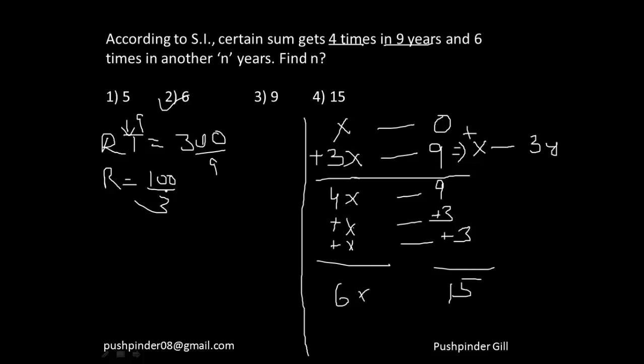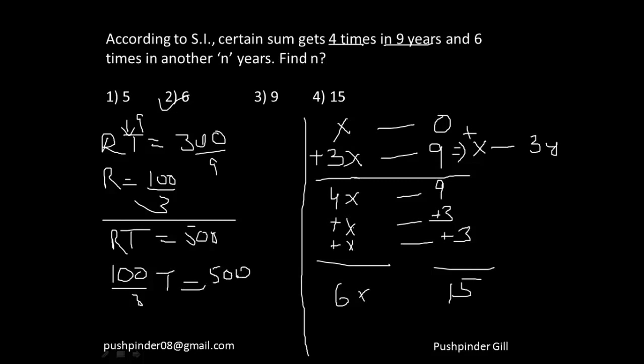And he's asking it will become 6 times. So once it becomes 6 times, then R into T is equal to 500, because the money is becoming 6 times, and I know R is 100 by 3, into T is equal to 500. From here I get my T to be 15 years. So it is asking in another n years. So last time it was 9 years, now it is 15 years. That means in another 6 years it will become 6 times of itself.